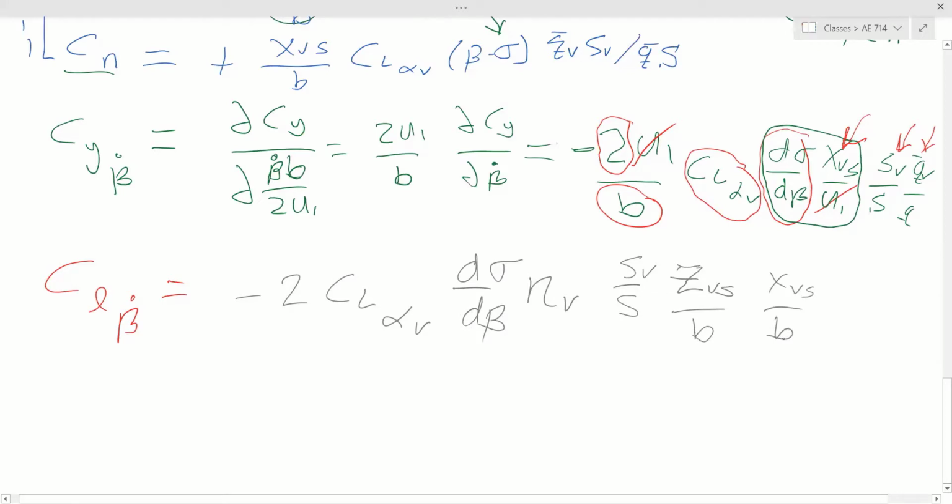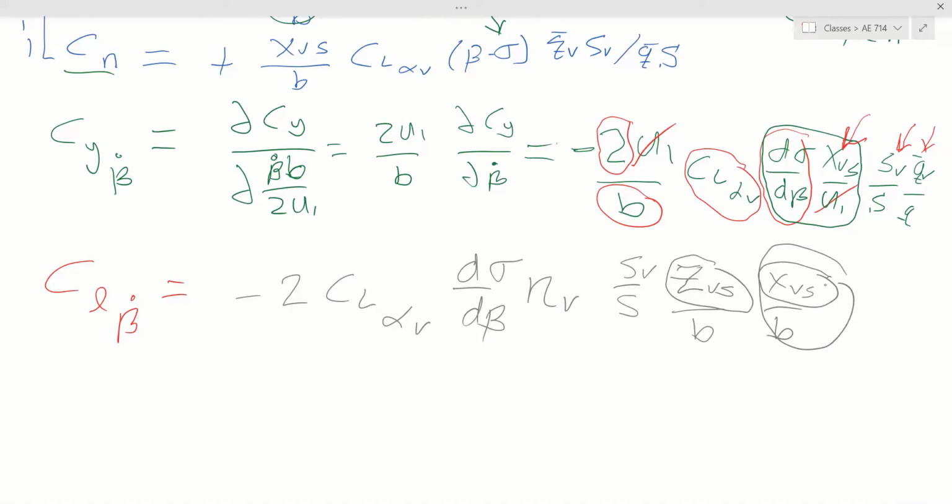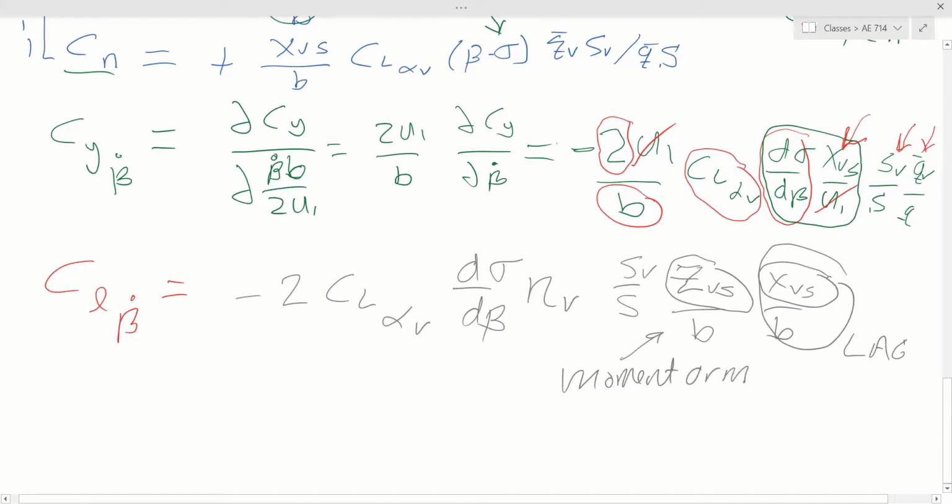And then you go, wait a minute. This is a rolling moment. Why do we have the longitudinal moment arm here? This is the vertical moment arm, right? So that makes sense because this is the rolling moment. Where did this thing come from? It came from the lag, right? Remember, delta T was that thing. So this is from the lag. And this is from the moment arm. It's always important when you derive something as you look at the terms and you go, where did that come from? Because that seems strange.